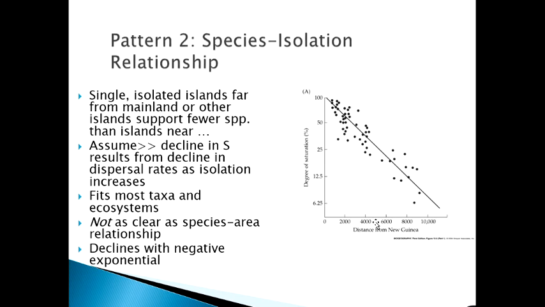In the graph here, the x-axis is distance from New Guinea, which is an island, but we're considering it our mainland because it's a very large island. And degree of saturation, that's a different measure than actual richness, but it's a proxy in this case for a number of species. And notice again, the farther you are away from New Guinea, the fewer species there are.